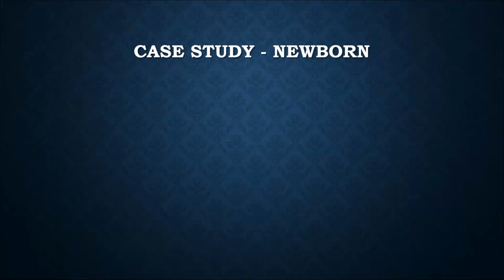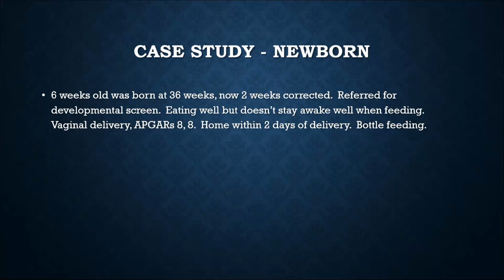So we're going to look at a newborn case study, and we're hoping that we can use these case studies to guide you through the thought process of what you might see and what you might want to look at. Okay, so this one is a 6-week-old, was born at 36 weeks and is now 2 weeks corrected. So we're taking that number from a 40-week is full term. So they are referred to you for a developmental screen.